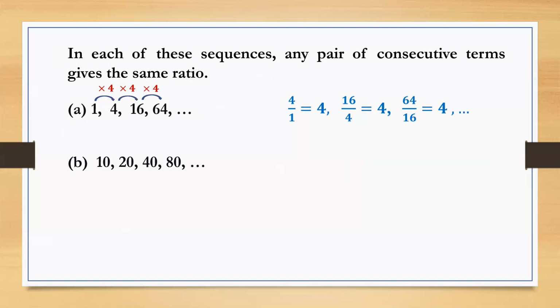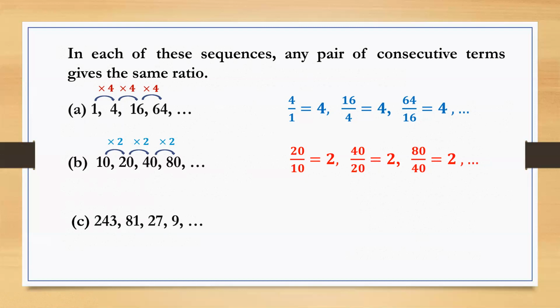Part B: 10, 20, 40, 80. What is happening here? We are multiplying by 2 to get the next term. Or if I consider 20 divided by 10, I get 2. 40 divided by 20, I get 2. 80 divided by 40, I get 2. Again, any pair of consecutive terms will give the same ratio.